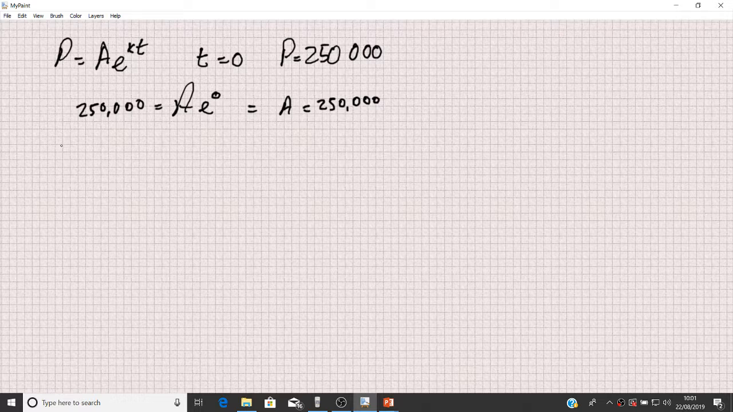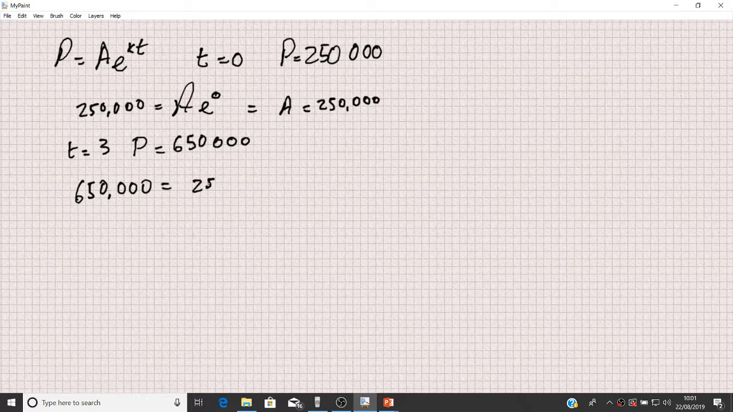The second piece of information we were given was that after 3 hours, so when t equals 3, the population P equals 650,000. And we now need to find K. So we pop in the information we have. We've got 650,000 equals A, which we know is 250,000, times e to the K times 3.